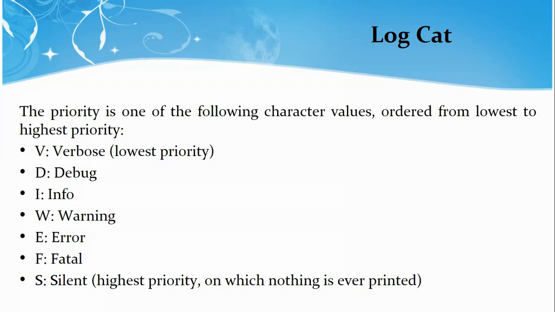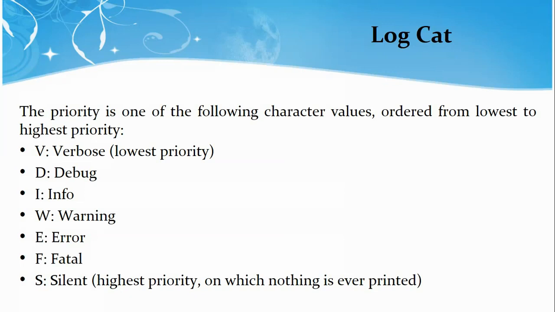W is warning, which you need not create, the system will create. Warning, error, fatal. The remaining three will be initialized, so you need not do it. But if you see the tag as W, it means it's a warning. If you see a tag on the log as E, it is an error. If you see a tag in the logcat which says F, it is fatal. Okay. If you don't see anything, probably it is silent, because it is the highest priority. Nothing is ever printed, but it is running in the background.